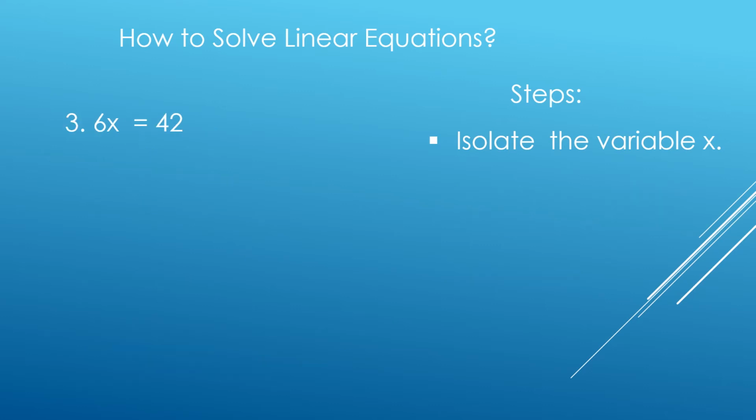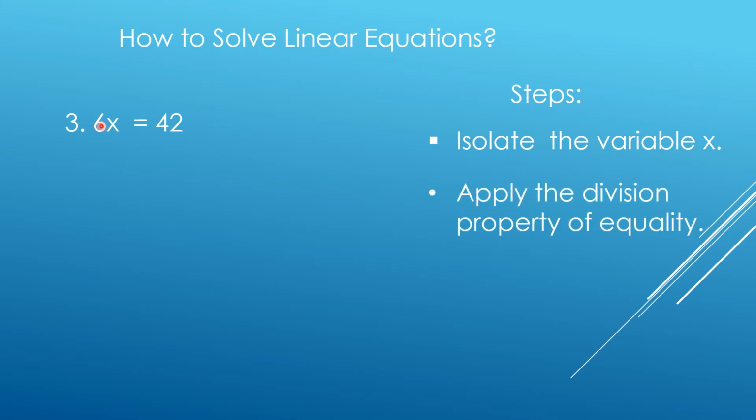So let's have number 3. I have here 6x is equal to 42. So in this case, you have 6 times x. In order to isolate the variable x, if there is a coefficient, if there is a number before the variable, you need to apply the division property, which means we are going to divide both sides by 6.